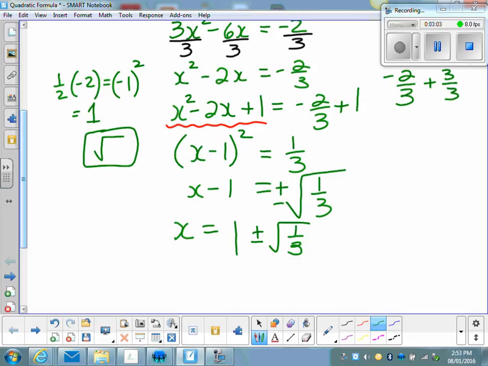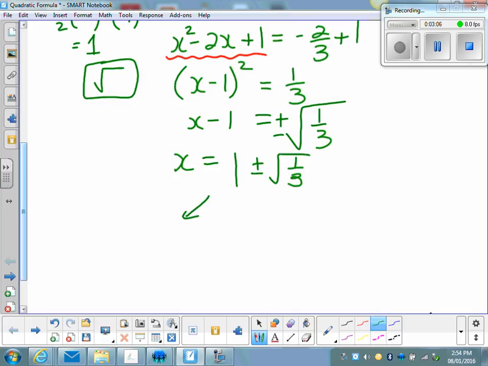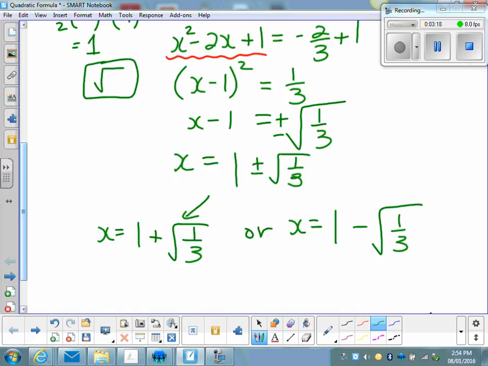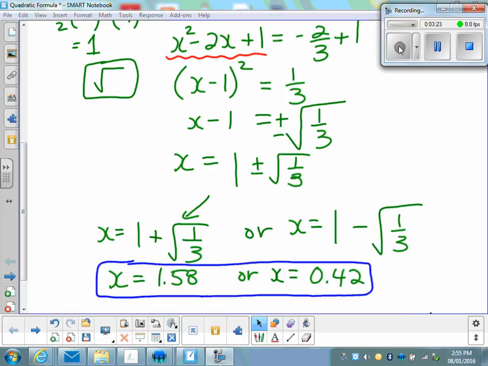So that means I've got 2 possible answers. X can be equal to 1 plus the square root of 1/3, or x can equal 1 minus the square root of 1/3. So I'll just punch this into the calculator to get the decimal here. So when we punch that into the calculator, we end up with x is equal to 1.58, or x is equal to 0.42. So those are the 2 possible answers that we get when we round to 2 decimal places.